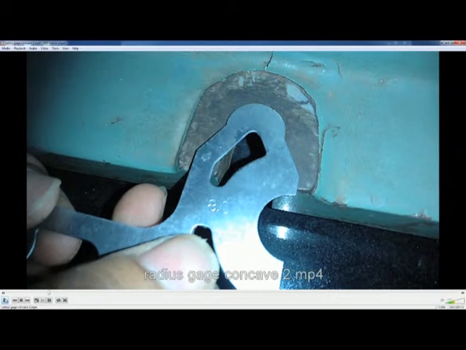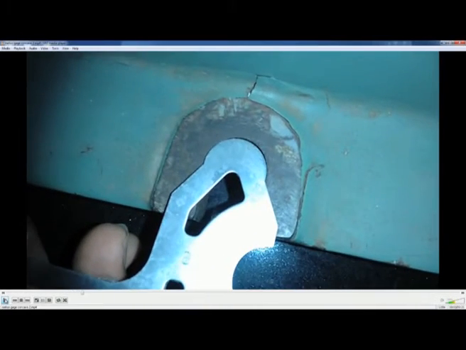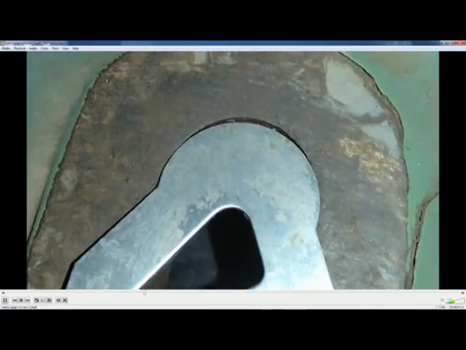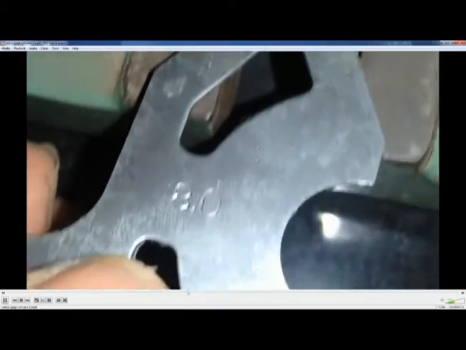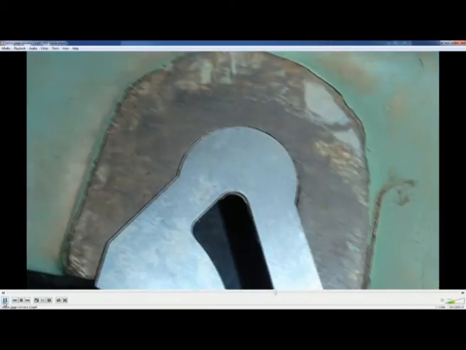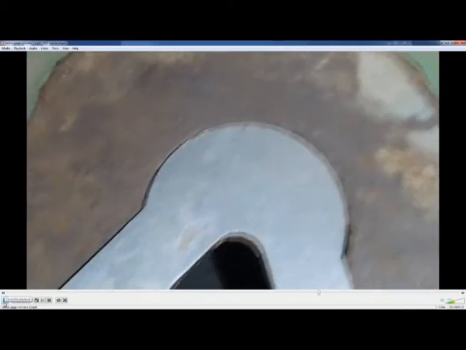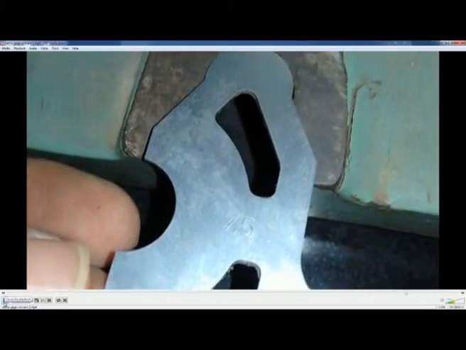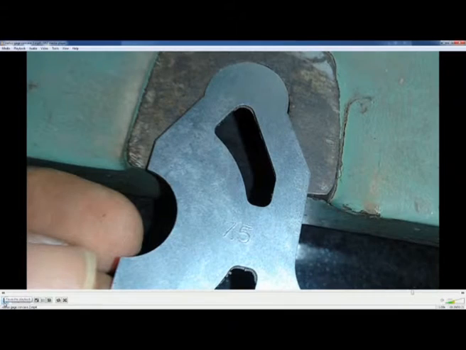Now, let us learn how to check the concave radius. Now, you can see there is a slot. We want to measure what is the diameter. Yeah, now it is 7.5, it is properly matching with the contour.